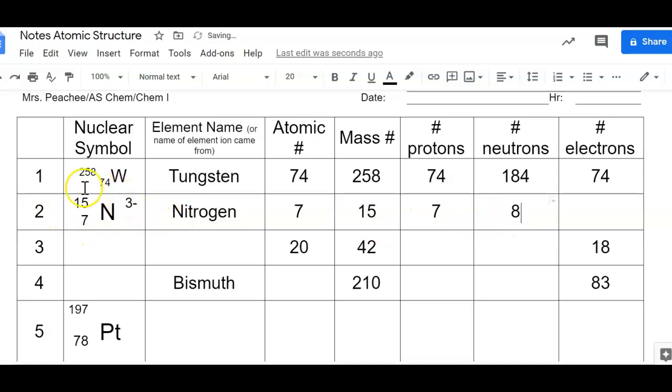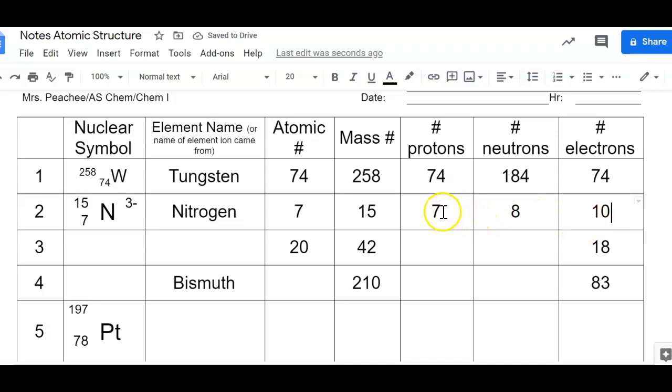Now if you don't have this, you can still get the neutrons by taking mass minus protons. So 15 minus 7 is 8. And now the electrons. Electrons are tricky because you have to know if it's charged or not. It's a 3 minus, so that means there are 3 more electrons than there are protons. That's how it becomes negative. So there are going to be 10 electrons here.